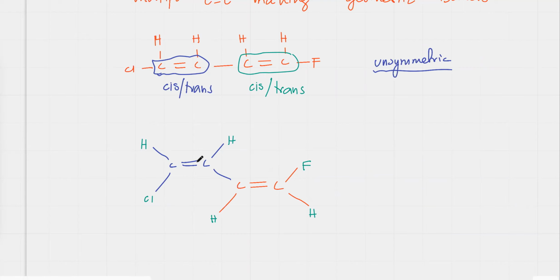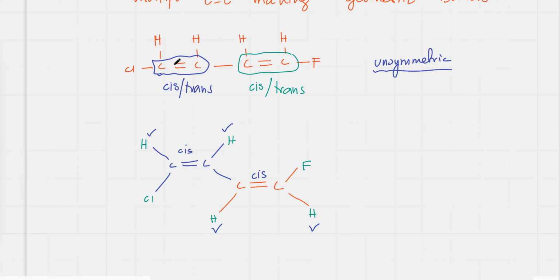Now, the first one over here, this one is our cis version. Why is it a cis version? Because both H atoms are pointing in the same direction. So the shape of the molecule, that's a cis shape. This one over here, this double bond is also a cis version, because both H atoms are pointing in the same direction. So both of them are cis. The first one is cis and the second one is cis.